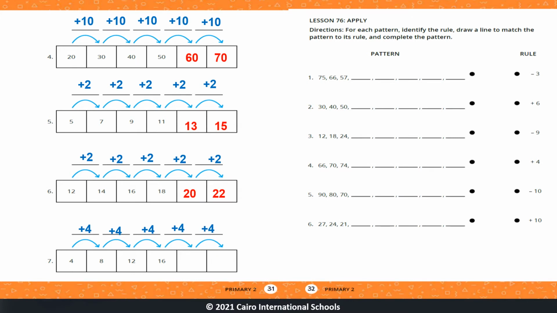4 plus 4 equals 8. 8 plus 4 equals 12. 12 plus 4 equals 16. 16 plus 4 equals 20. 20 plus 4 equals 24.